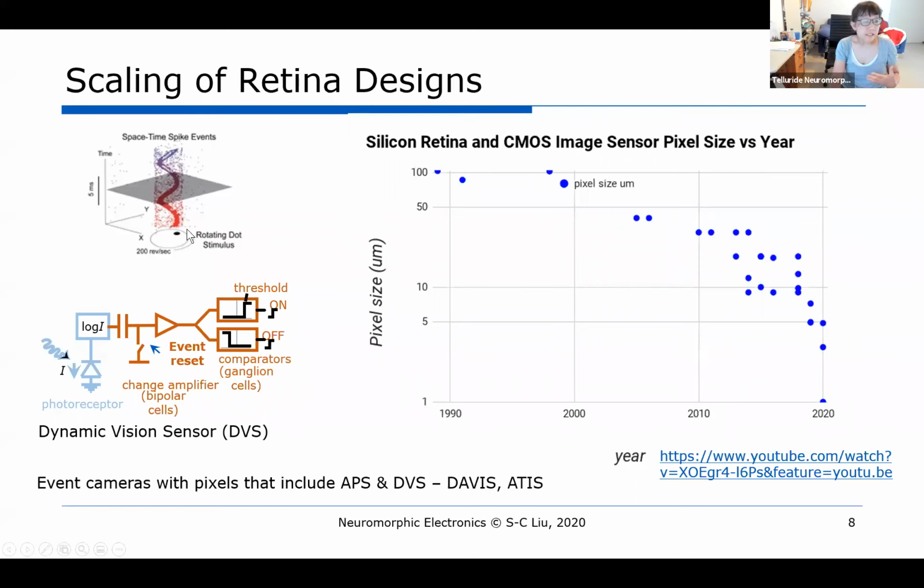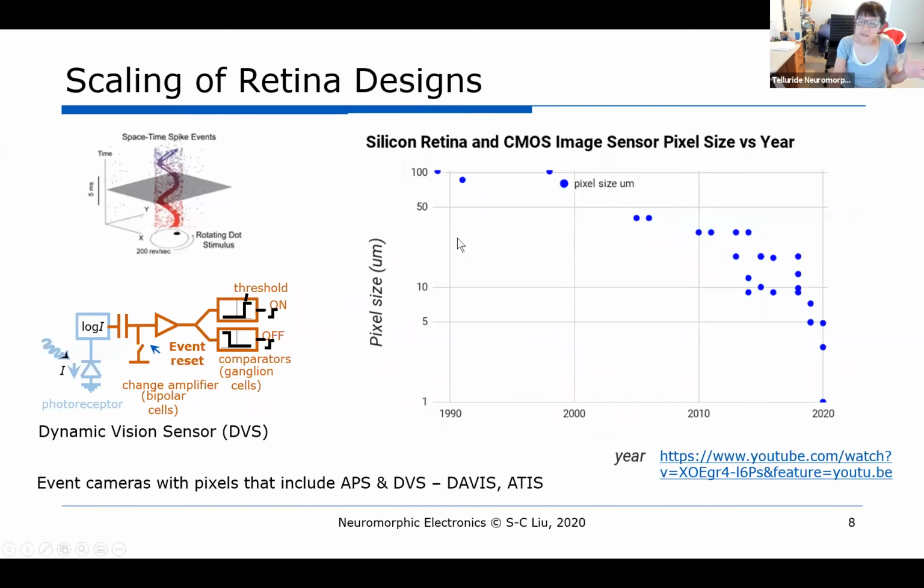Okay, and you can see the output of this retina is much different from an image sensor because you don't take pictures. What happens instead is if you have a rotating dot stimulus, all you're going to see is a stream of spikes that represent the pixel position that sees the brightness change at a particular moment. And because the dot is rotating, you see a helix that emerges in time. So now just briefly talk about scaling.